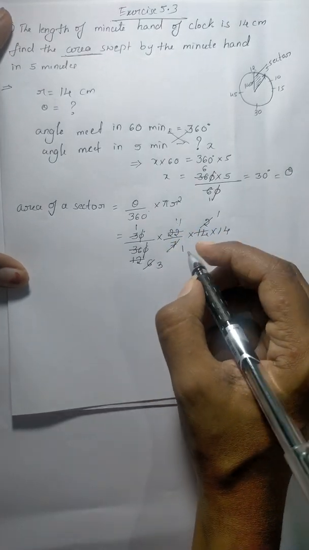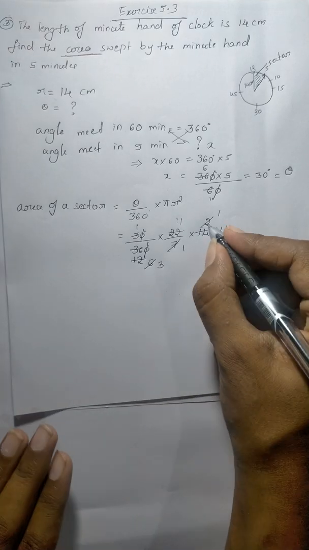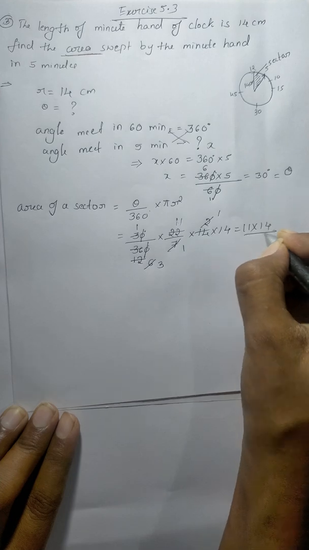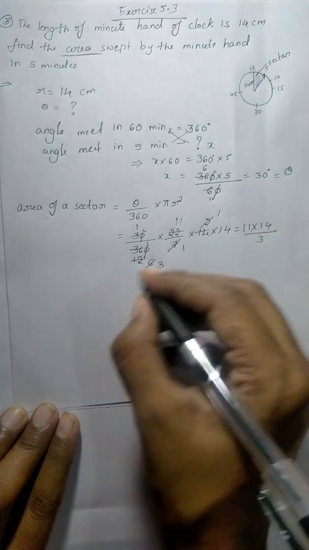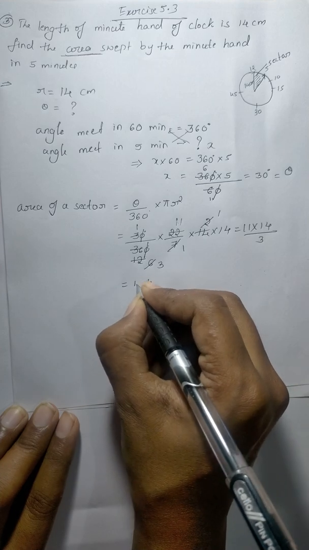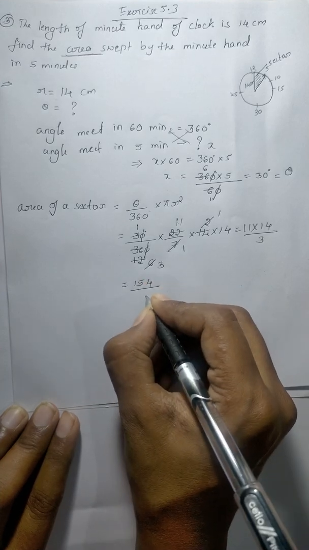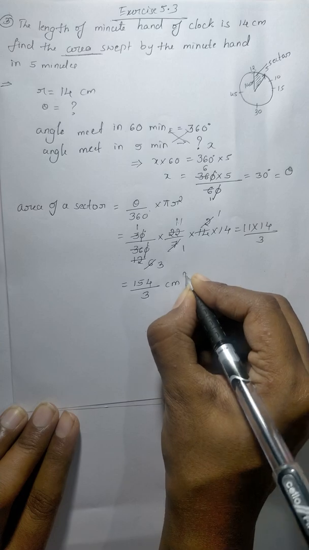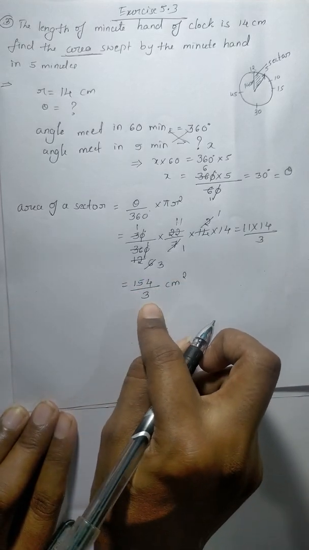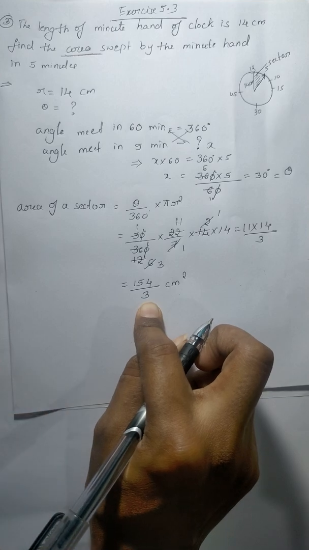Is there anything remaining? No. Now again we can't cancel. So 11 into 14, with denominator 3. 11 fours are 44, then 4 remains, so 154 divided by 3 centimeter square. So the area swept by the minute hand in 5 minutes is 154 by 3 centimeter square. So write that.